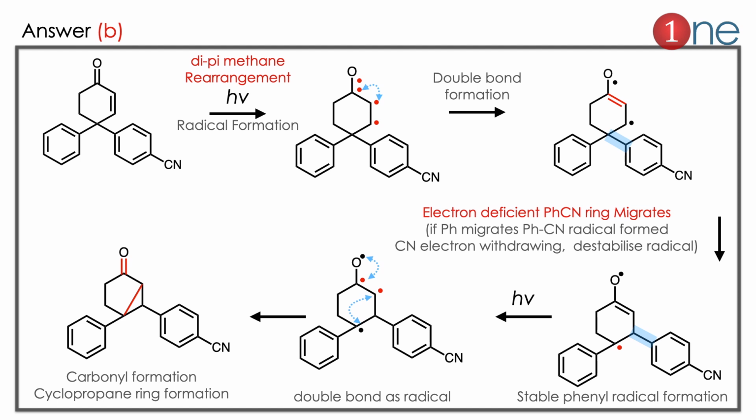Here you have to learn 2 things. If there is a possibility of migration in this di-pi-methane rearrangement, only the electron deficient ring moves because of the formed radical stability. Second, the radical movement always goes to the stable one. Here the radicals travel all the way because they will be stabilized by benzene resonance.